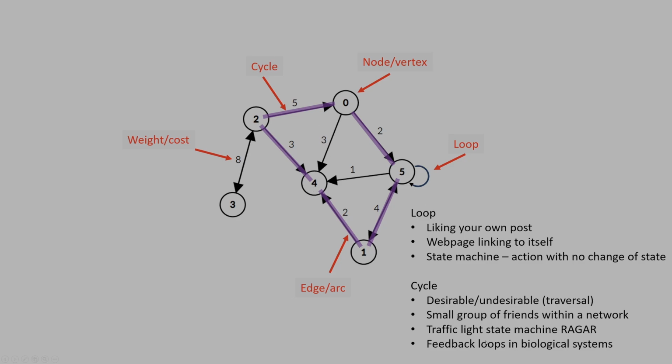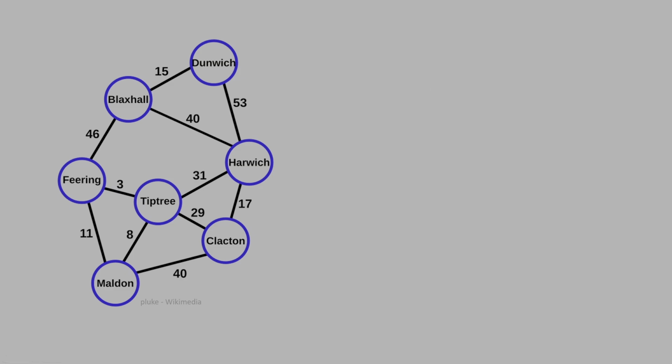So it could be traffic light sequences. So red, amber, green, amber, red going round in a loop. And it could be feedback loops in biological systems. So these cycles are not a bug, they're also a feature in the sense that we can extract information about those relationships. So here's an example of a graph.